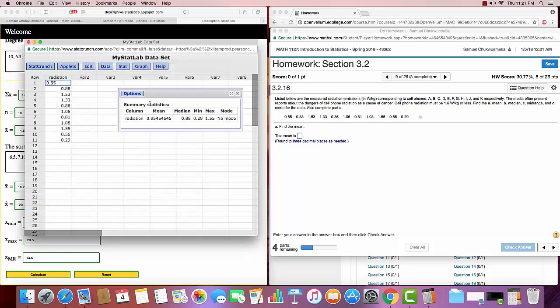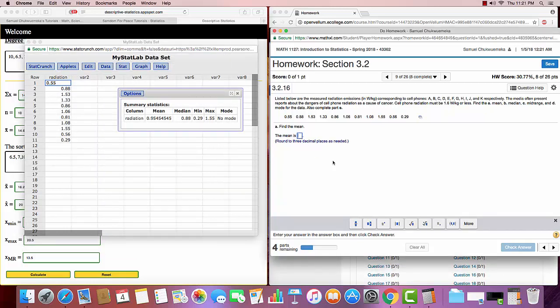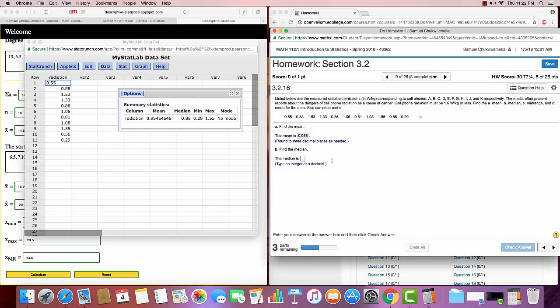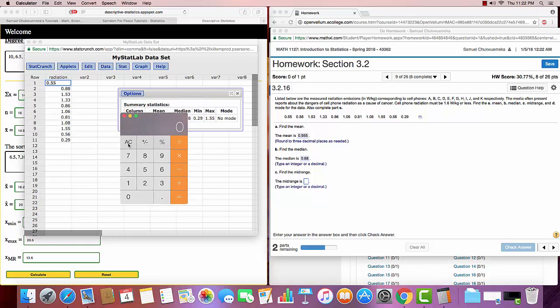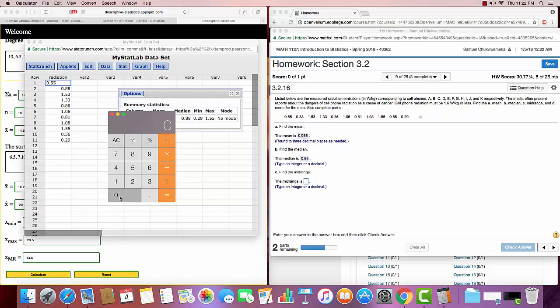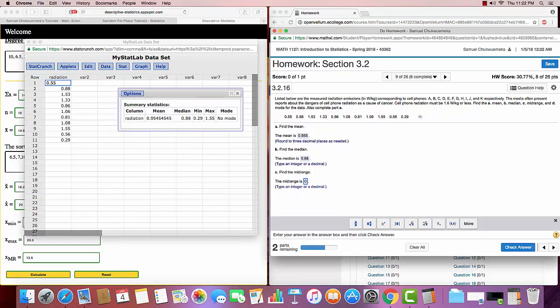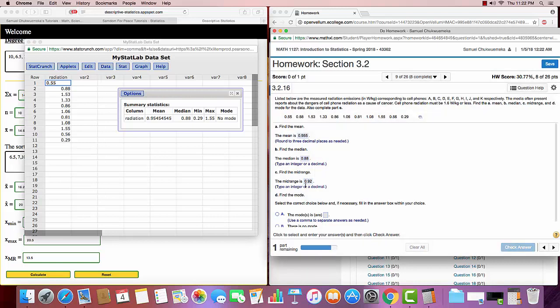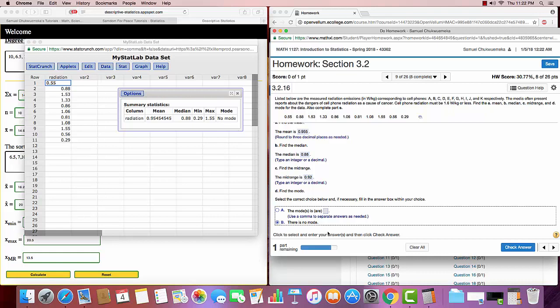Okay, I click compute. So to three decimal places, the mean will be 0.955. The median is 0.88. The mid-range, I get this calculator to do mid-range: 0.29 plus 1.55 equals, then divide it by 2, 0.92. And then the mode, there is no mode.